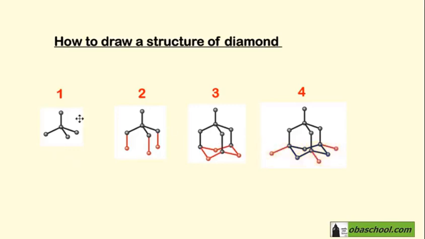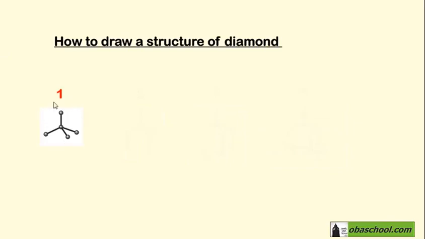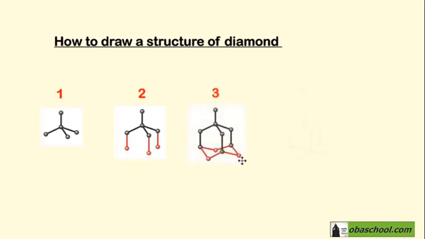So we start with these 5 carbon atoms in a tetrahedral shape, and then we add 3 more carbon atoms, don't forget the covalent bonds, and add another 3 carbon atoms, notice the covalent bonds, and the final 3 carbon atoms. This is the structure of diamond.